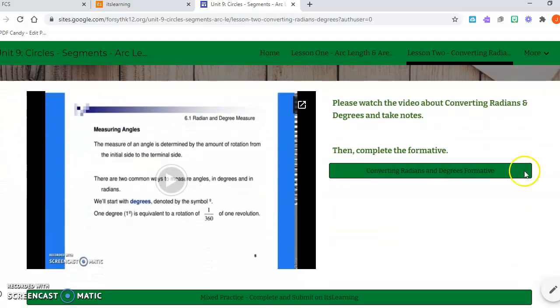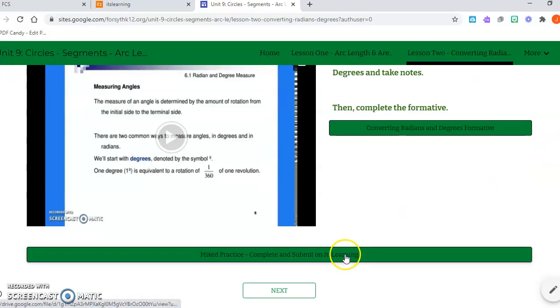Now, if you're taking a look at this, you have a video to watch, and then there's a quick check formative built in right here in this Google site. Please make sure you answer with your proper name on the first question so I can track your progress. And then afterwards, you have this mixed practice. This is in your packet. You're going to complete it, and then submit it under lesson 2 in Its Learning. I'll show you where to do that in a minute.